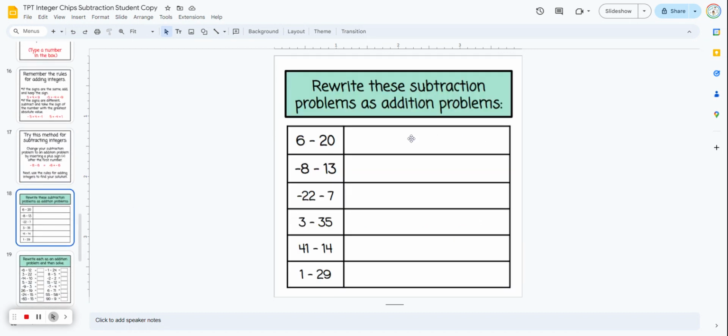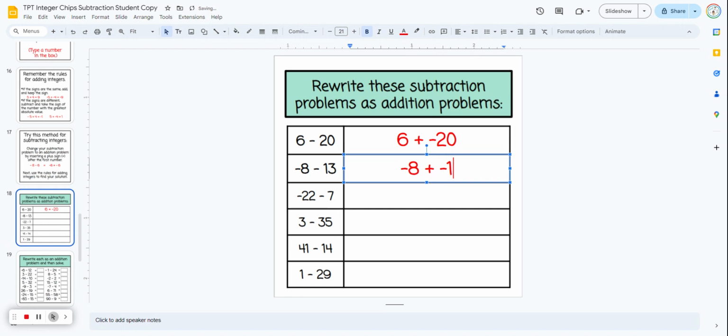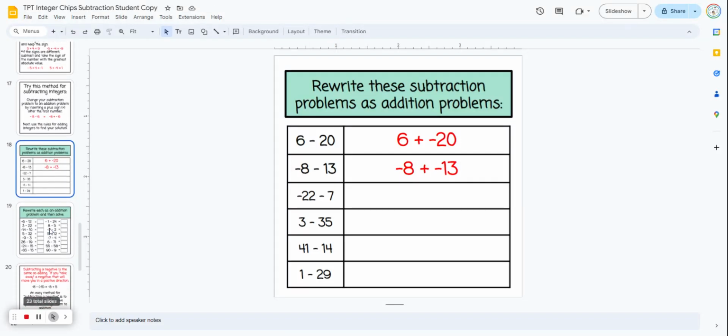So on these problems, we don't need an answer. They just need to change these subtraction problems to addition problems. So here they're just going to type 6, add a plus sign after the first number, negative 20. The next one would be negative 8 plus negative 13. And it gives them a little bit of practice just rewriting these subtraction problems as addition problems.